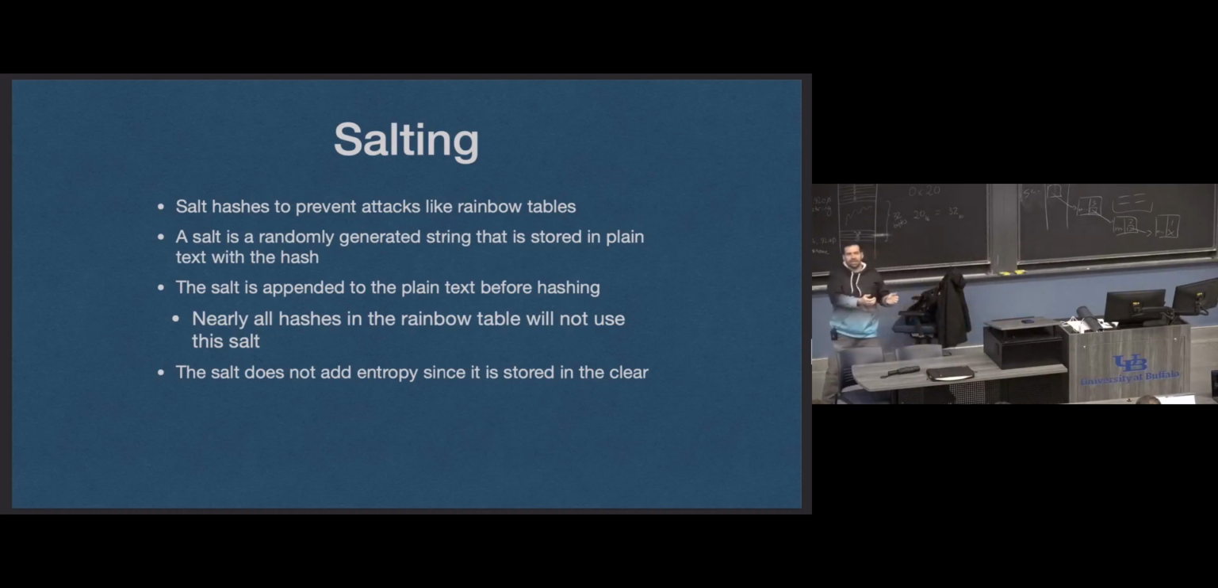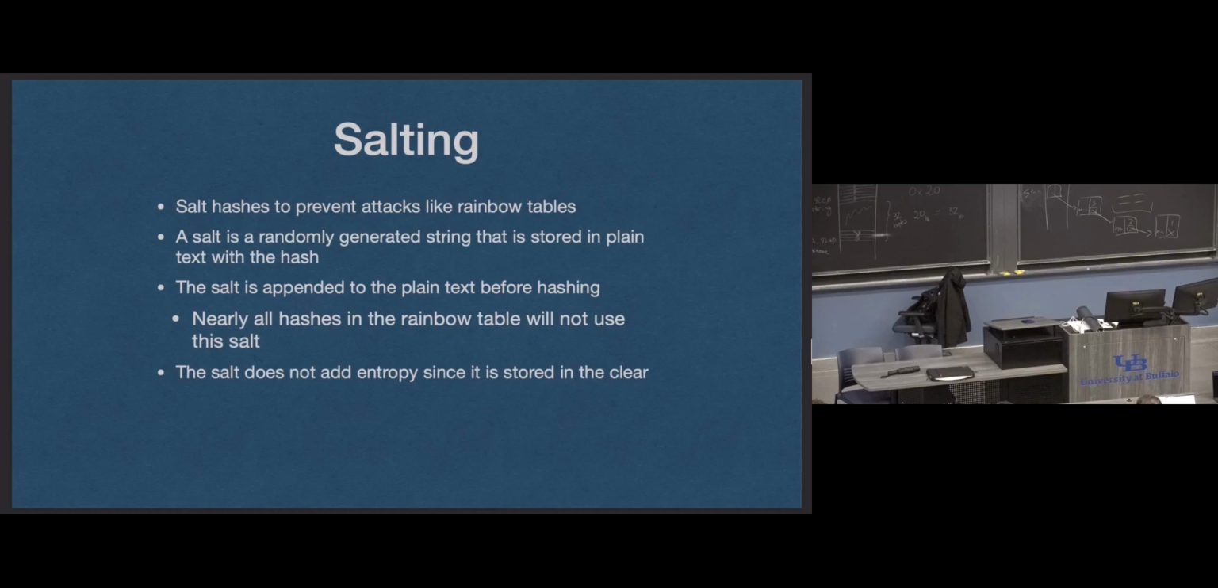Instead, we get an account registration. We have username and password. We're going to generate a random value, a very long, ideally high entropy random value, append that to the end of the password, and hash that concatenated value. We store that as the hash, and then also store the salt.